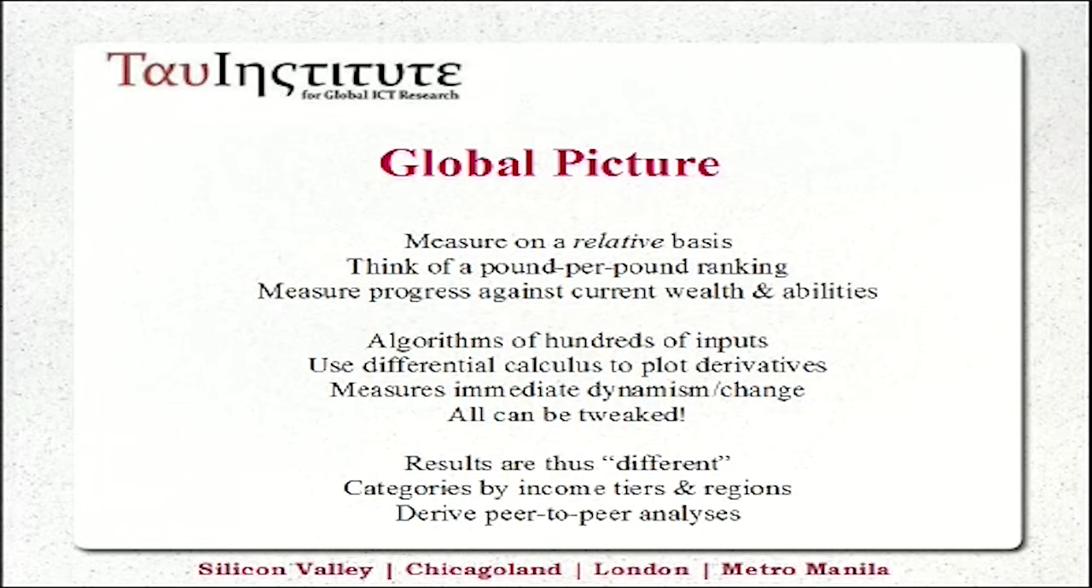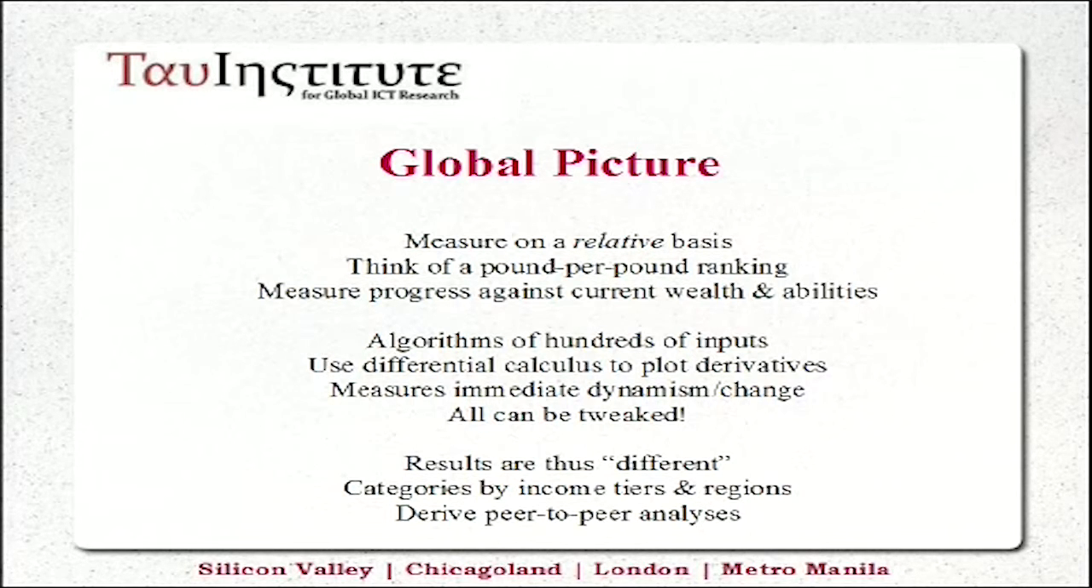Got the algorithms. We use differential calculus. We plot the derivatives. If you get to the third derivative, you're measuring the pace of change, which is like the immediate dynamics. So you can see how these nations are evolving in real time is the way that we're looking at it. And all of our algorithms can be tweaked depending on what very particular focus someone wants to look at. So our results are not the usual results that you get.